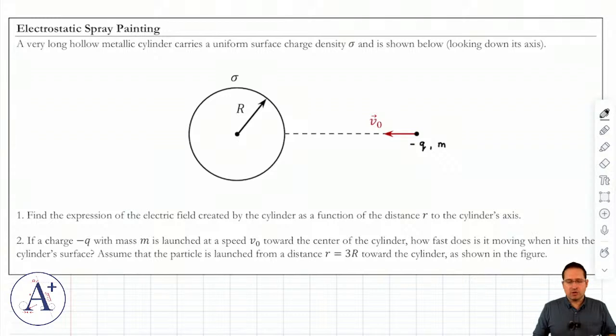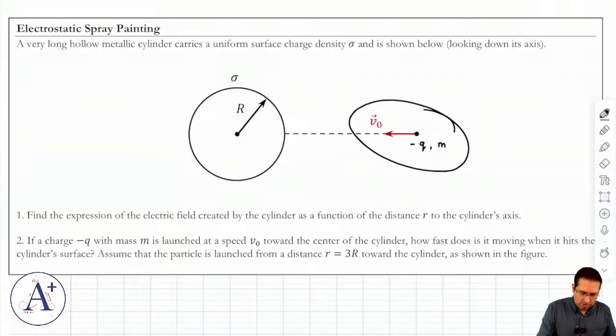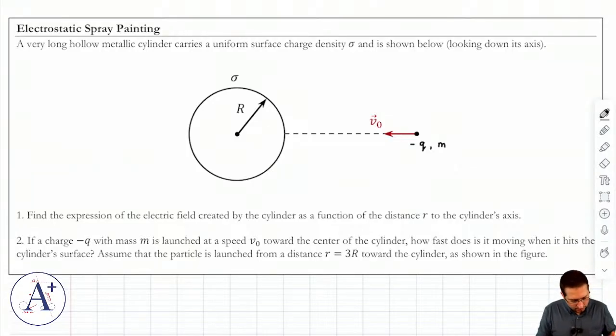And you're looking down at it from above or from the side, whatever, and you have this particle that's going to be launched as a charge minus q and a mass m, but we'll get to that in a second. Before we find anything about minus q, let's find the electric field created by the cylinder as a function of the distance r to the cylinder's axis. In other words, the electric field everywhere.